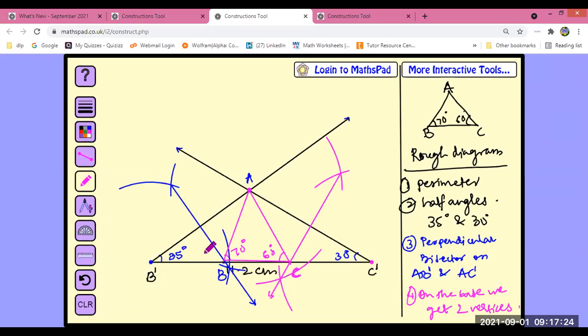Or else you can also measure the sides AB, BC, AC, add them up and check if it is 11.2 centimeters in this case. So either using the perimeter or using the angles, we can verify our work. Let's move on to the next question now.